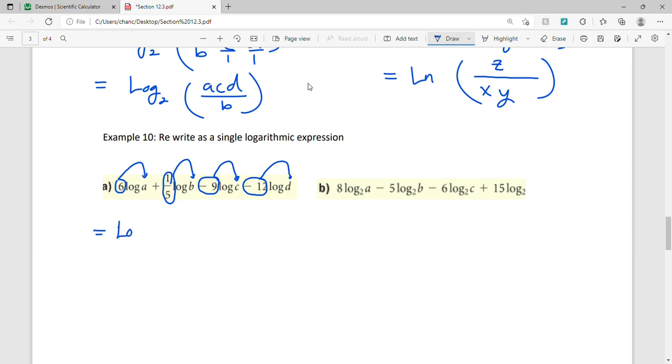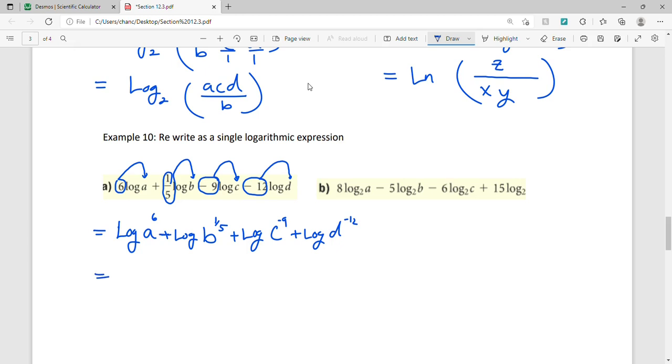I can simplify this as log of a to the 6th plus log of b to the 1/5 power plus log of c to the negative 9th. Again, I'm bringing that negative 9. That's why this is a positive in front of the log. And this is plus log of d raised to the negative 12.